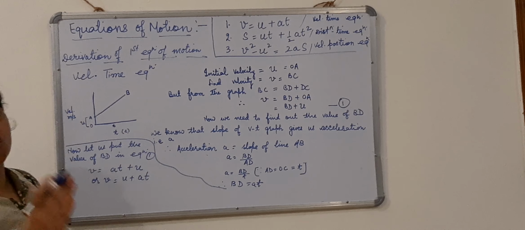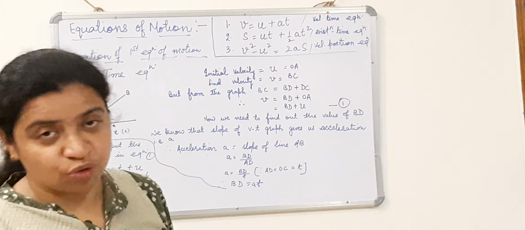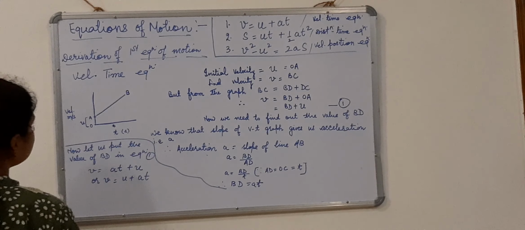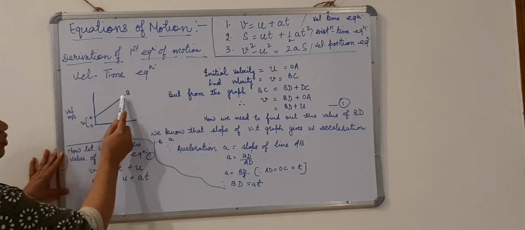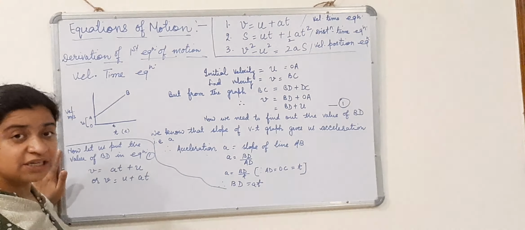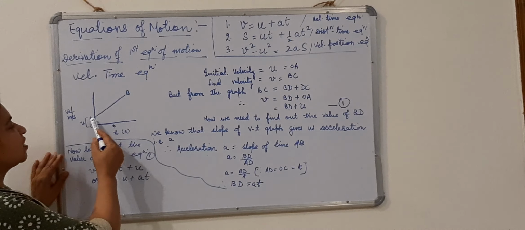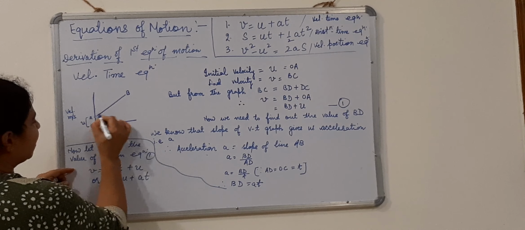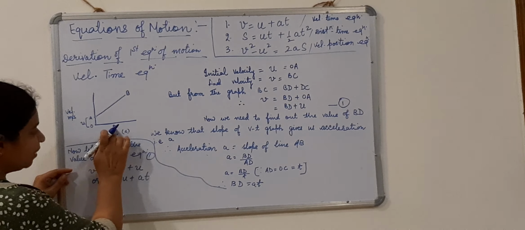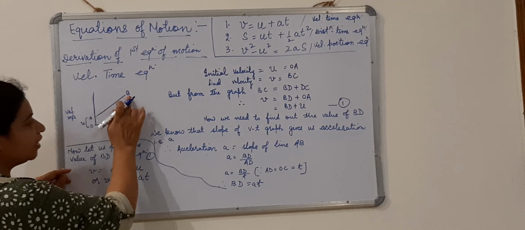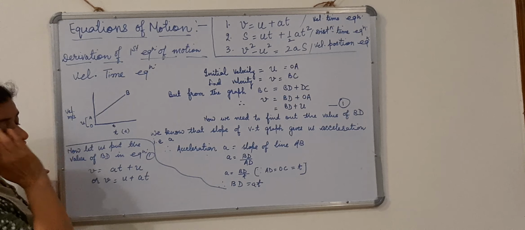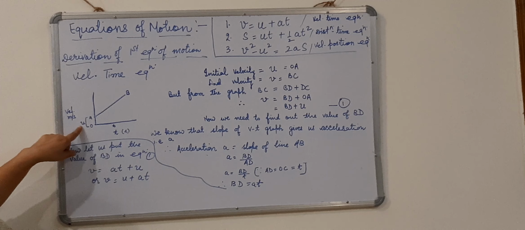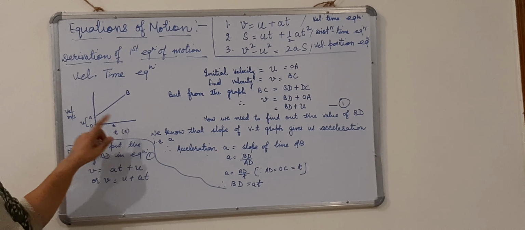The slope of the velocity-time graph, if it is a straight line, means the object is moving with uniform acceleration. Now, as the velocity has changed from u to v, we know that the rate of change of velocity is known as acceleration. The object's velocity has changed from u to v. It has moved from A to B in time t.